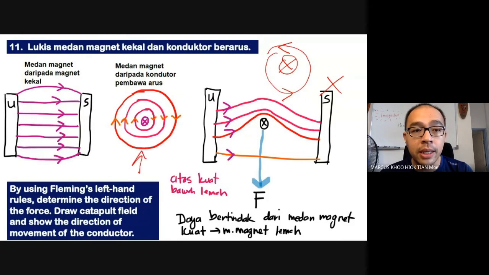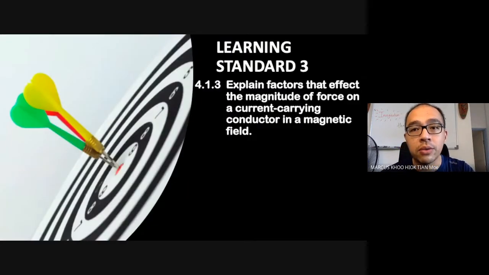This part, make sure you don't get it wrong, because this is something that you should have remembered from when you were doing science in lower form. This is just a continuation of it. So today, the first thing I want to talk about is the factors that affect the magnitude of the force in a current carrying conductor in a magnetic field.